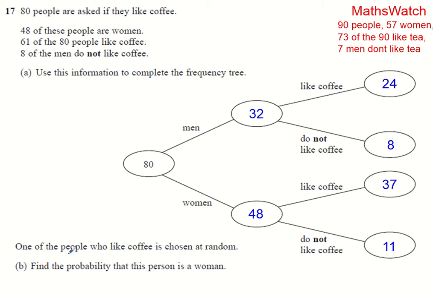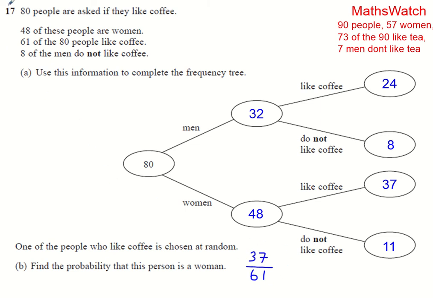In this case, we are choosing from the people who like coffee. How many people like coffee? Well, we're told in the original part of the question that 61 people like coffee. That means that our probability is going to be out of 61 people. How many of those people are women? Well, women who like coffee totals 37. So 37 out of the 61 people are women who like coffee. So there is our probability.